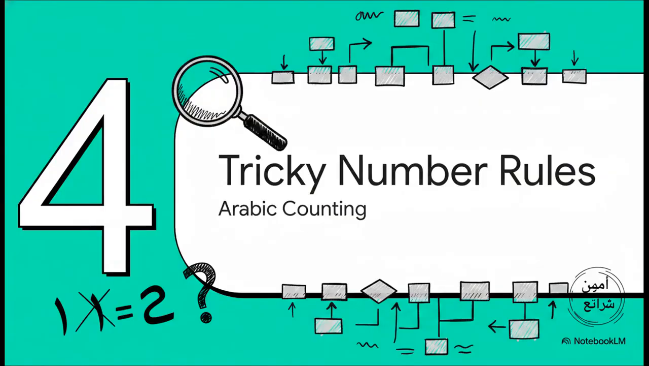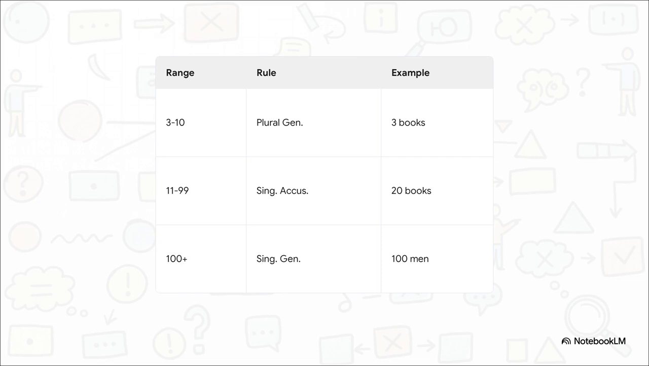Next up, Section 4, the tricky number rules. Now, language detectives, tighten your focus for a second. It's a known fact that numbers in Arabic are notoriously tricky. They don't just take a simple accusative noun every single time. Let's slow the pacing down here and walk through this logic. Arabic counting is divided into 3 distinct grammatical brackets.